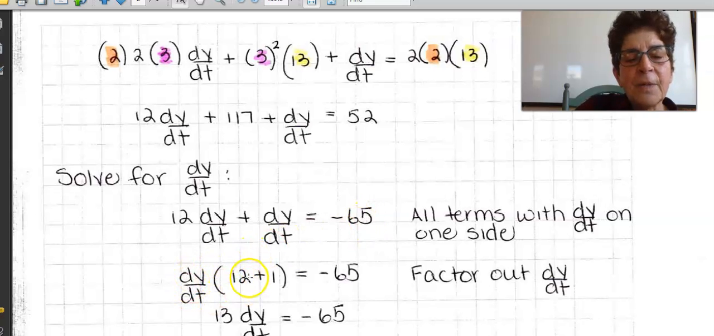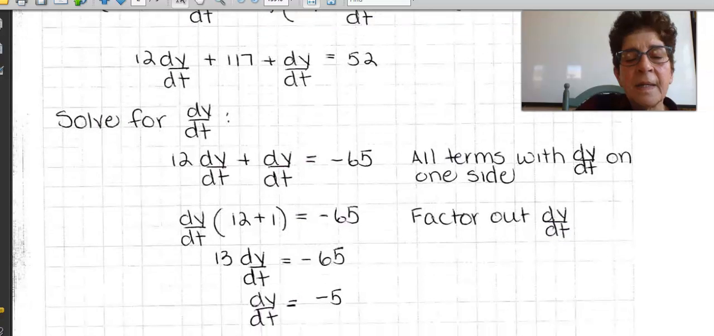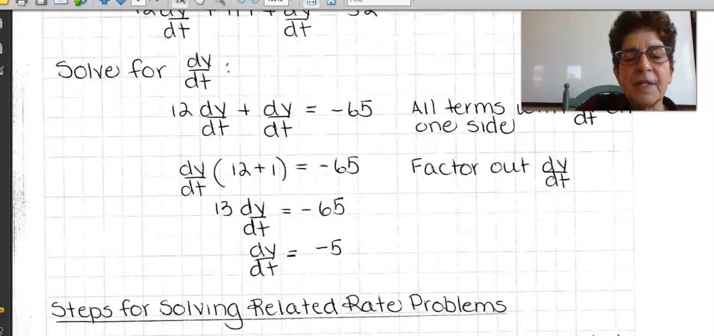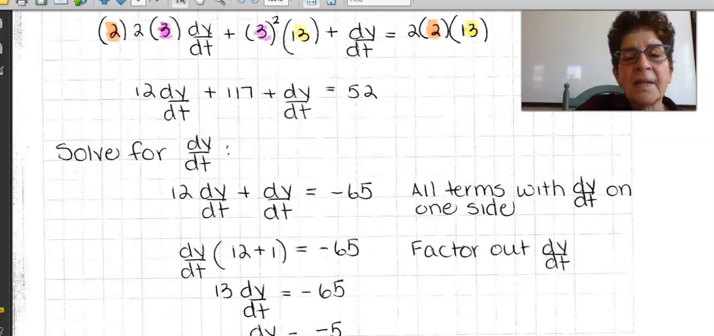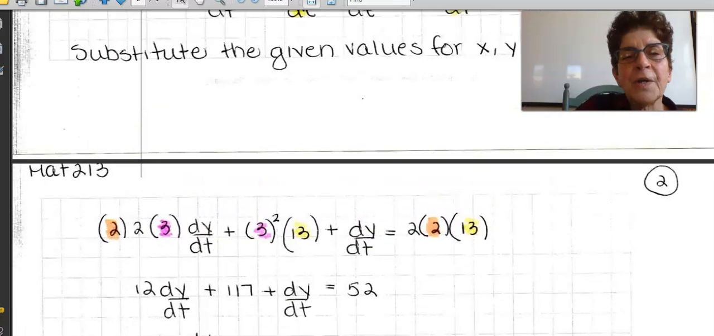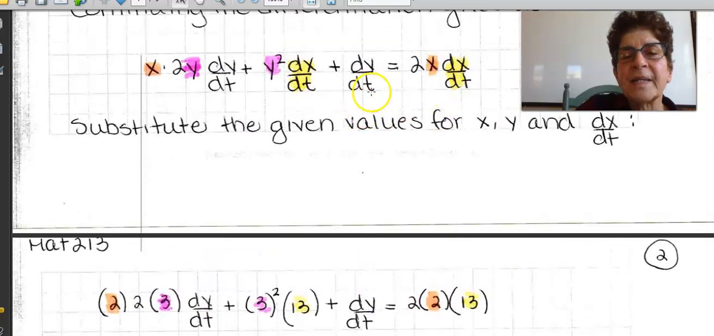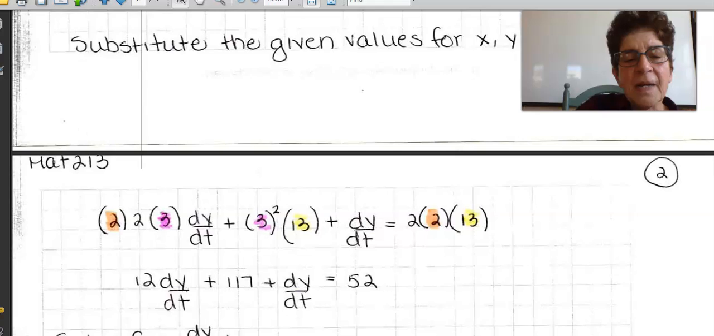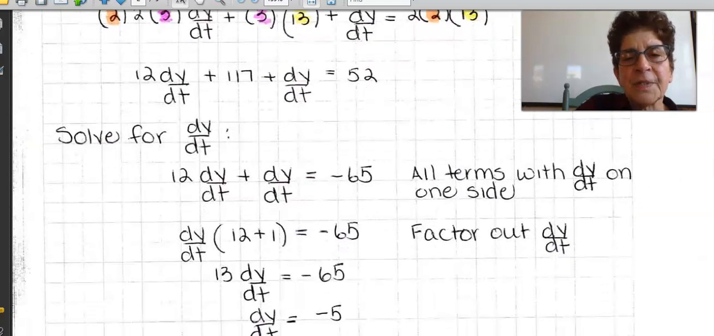Factor out dy/dt. It goes in this term 12 times, this term once. That gives me 13 dy/dt. And then divide both sides by 13. So dy/dt is negative 5 in this example. So to go back up, the calculus is pretty much just at the very beginning of the problem where you're actually taking the derivative with respect to time, and all of the steps that come afterwards are all algebra steps.